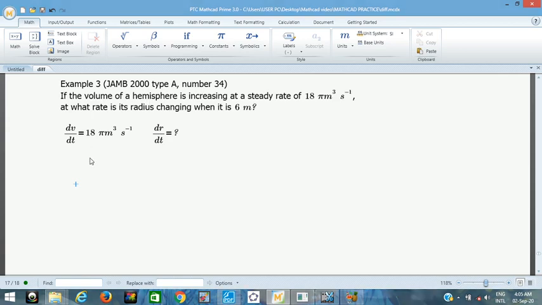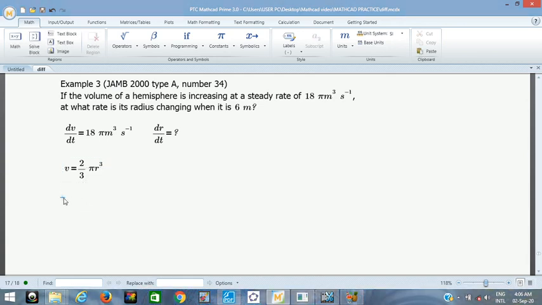We have the volume of a hemisphere. Let's bring out the formula for the volume of a hemisphere. So the volume of a hemisphere V is equal to, remember this is a hemisphere, not a sphere. The constant for a sphere is 4/3, but for a hemisphere it is going to be 2/3 pi r raised to power 3. Take note of that.